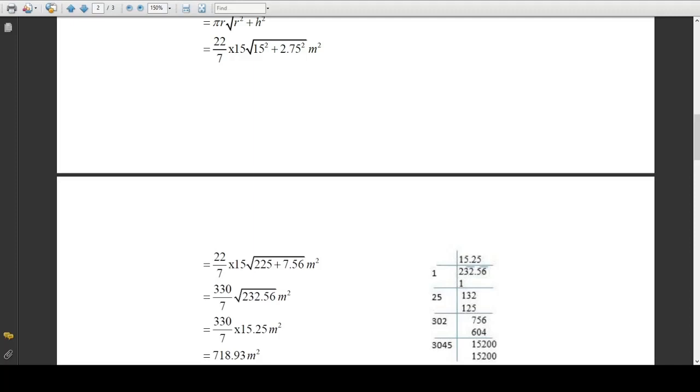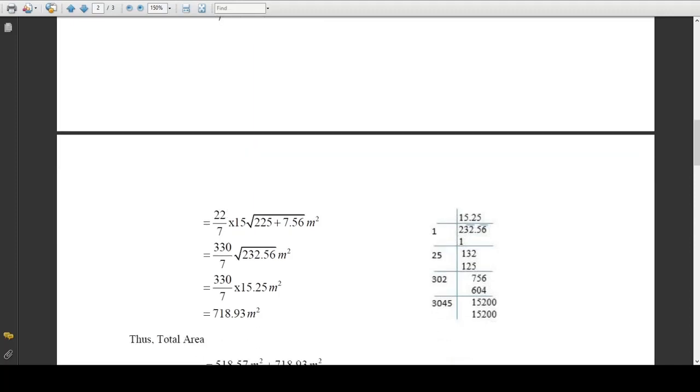Now where does this 00 come from? Because after the decimal point, you can add as many 0s as you want. After 56 there are 0 0 0 0 0, as many as you want. But when you group them in pairs, you should start from the decimal point to the right: 56, then 0 0, then 0 0. Now we drop down 0 0. This means it will be 15200.